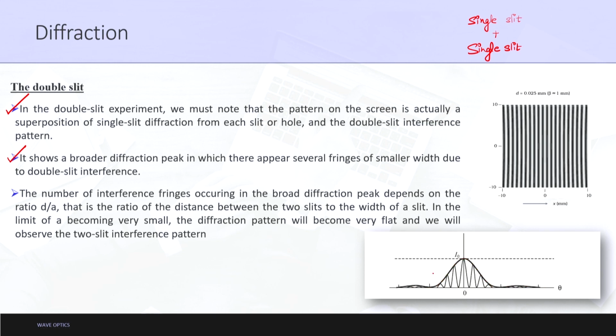So, it shows a broad diffraction peak in which there appear several fringes of smaller width due to double slit interference. The number of interference fringes occurring in the broad diffraction peak depends on the ratio d by a. So, how many interference fringes will appear in a broad diffraction peak? This can be understood as the broad diffraction peak here, and it depends on the ratio of d by a. We know what d is and what a is. a is the slit width, and small d was discussed in the previous lectures. That is the ratio of the distance between the two slits to the width of a slit.